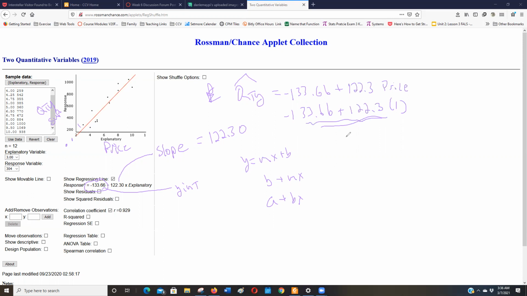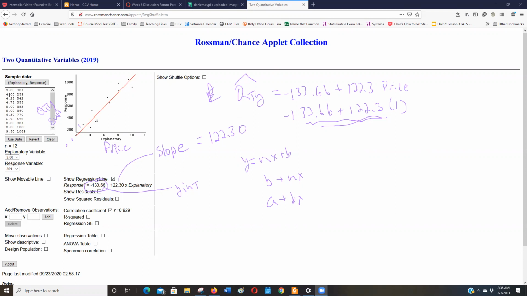Obviously, this linear model is not continuing out below what is our lowest data that they give us. Lowest data point is 3. So obviously it flattens out at some point. So that's an example of extrapolation.